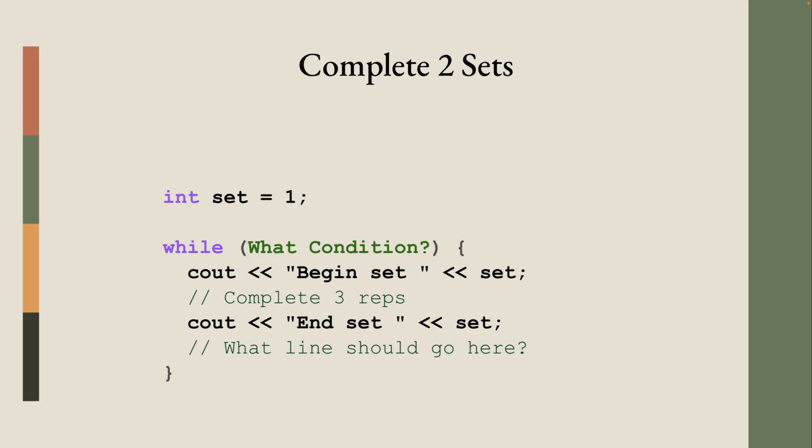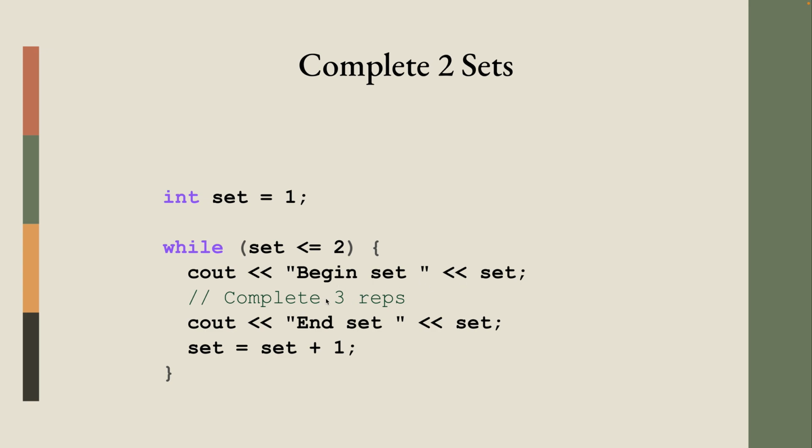Okay, let's bring it back. So, first part here. What condition are we trying to add to make sure we only do 2 sets? Yep, set is less than or equal to 2. And then what line goes at the end? Sweet. So first time, set is 1. 1 is less than or equal to 2. So what gets printed out here?